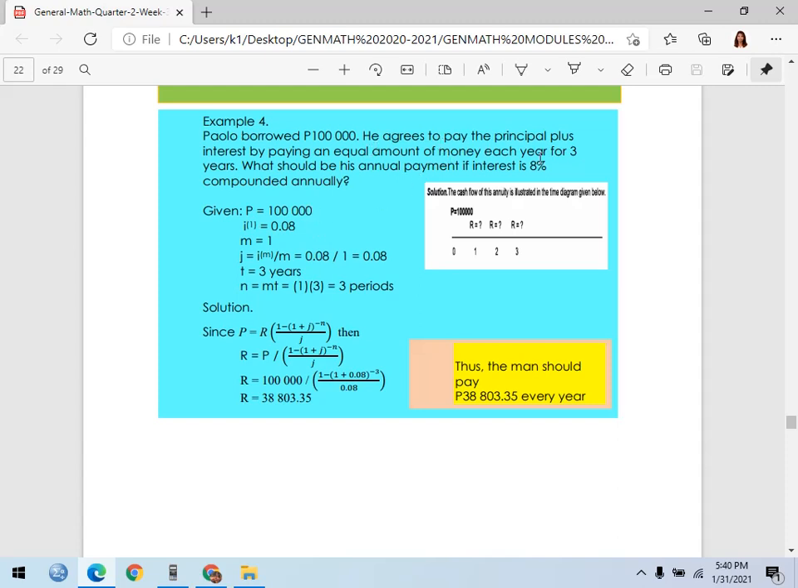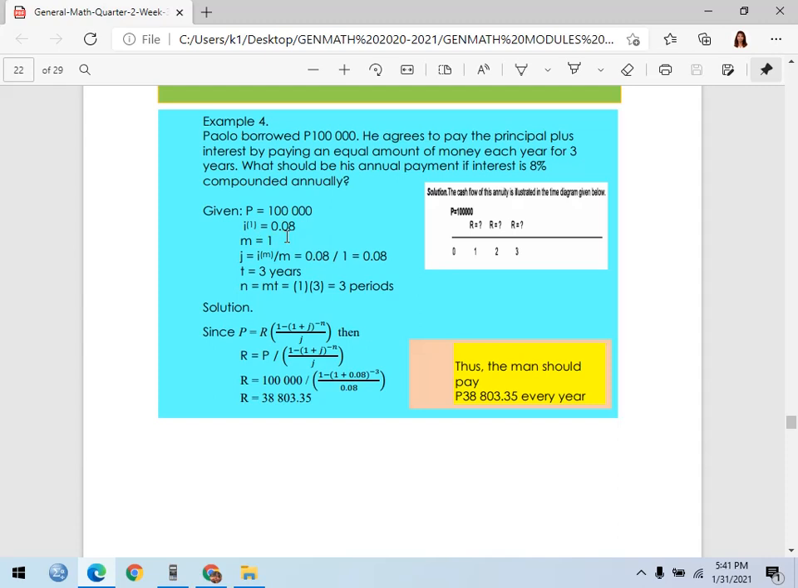What else? So, again, ang bayad niya is each year siya nagbabayad. That means annually for 3 years. So, 3 here is the time or term. What should be his annual payment? That is ang tinatanong niya is R, or the regular payment. If interest is 8%, therefore I is 0.08. Compounded annually. So, therefore, kung compounded annually, your M is equal to 1.